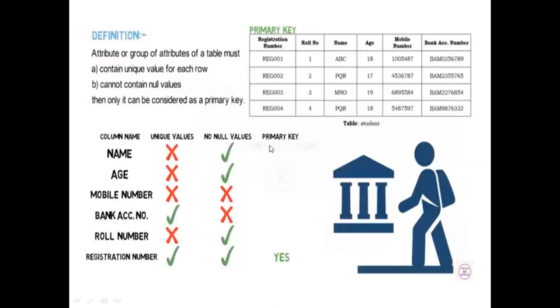In this way, we can decide any column to work as a primary key when it satisfies two conditions, that is, having a unique value and not null value. There may be a case where more than one column satisfies both of the conditions. Out of that, only one will be declared as a primary key, and it depends on the requirement of the database.